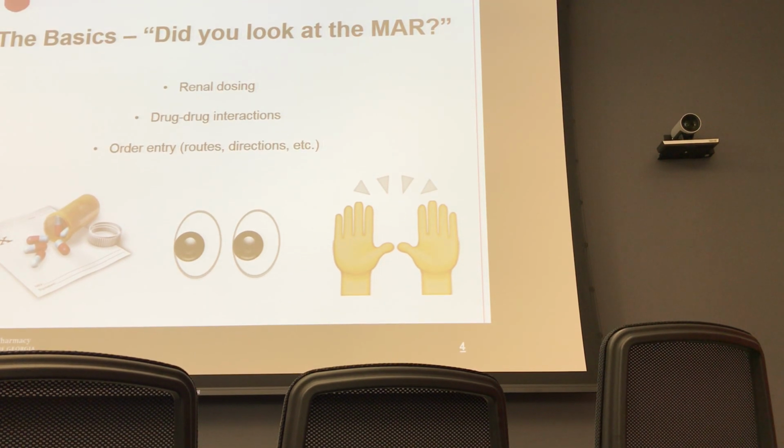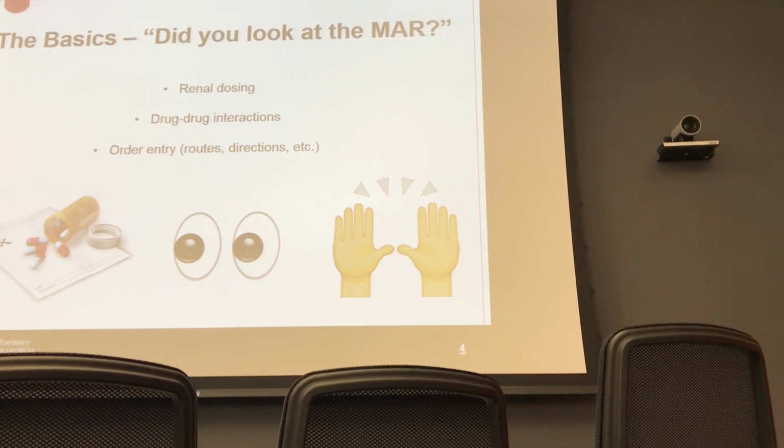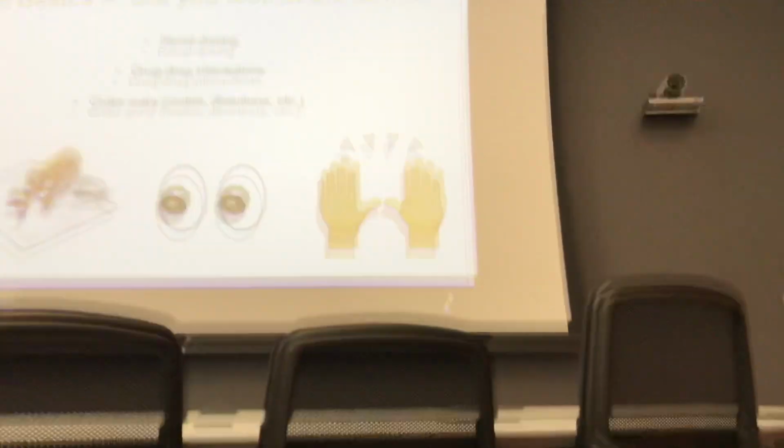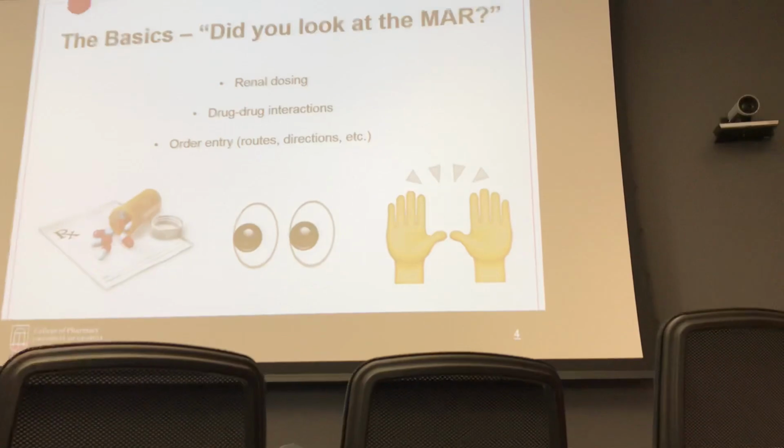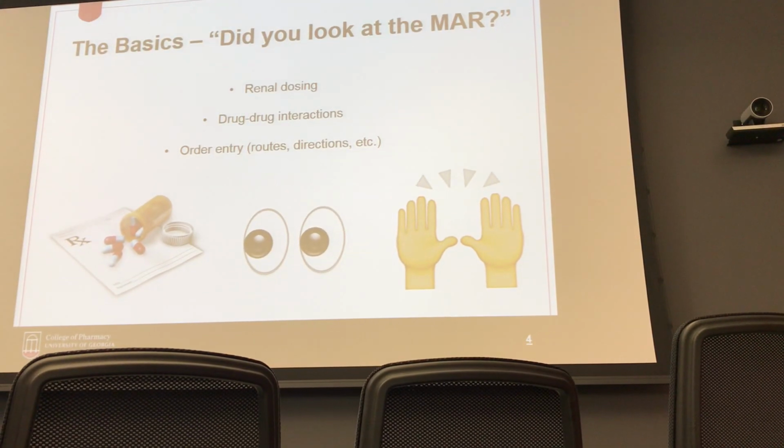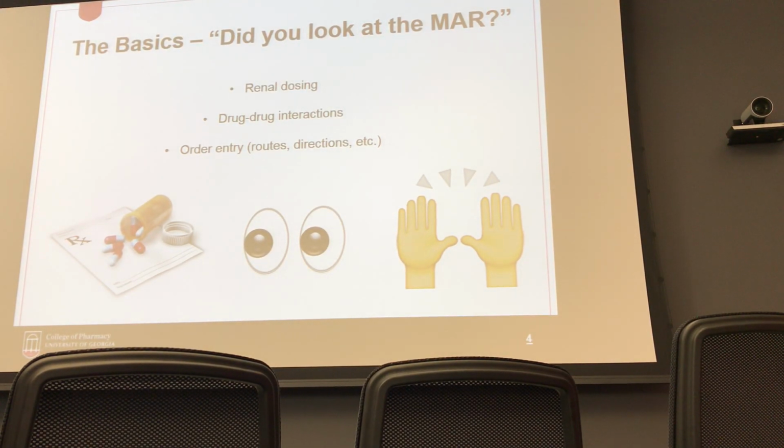Renal dosing. So go get a quick creatinine clearance, look at the drugs and say, is there anything on here that speaks to me as needing to be renally adjusted? Some people do it even the other way, where they look at the drugs and say, does anything need to be renally adjusted? Then they will look at the creatinine. However that works, speaks to you. And then finally, order entry.